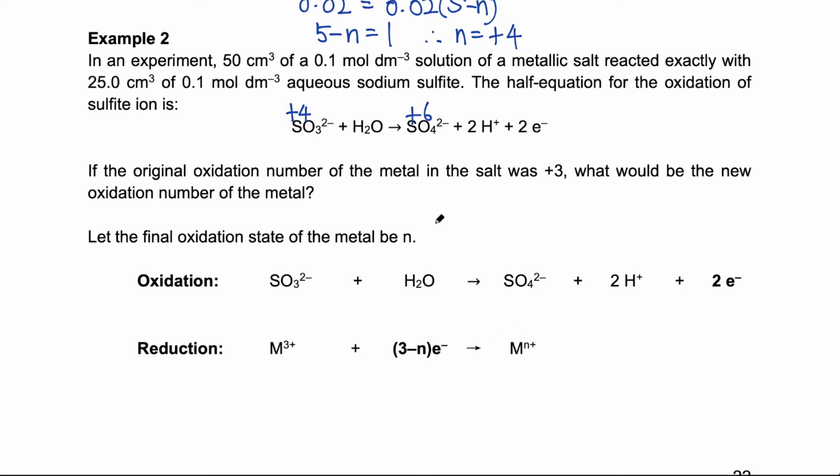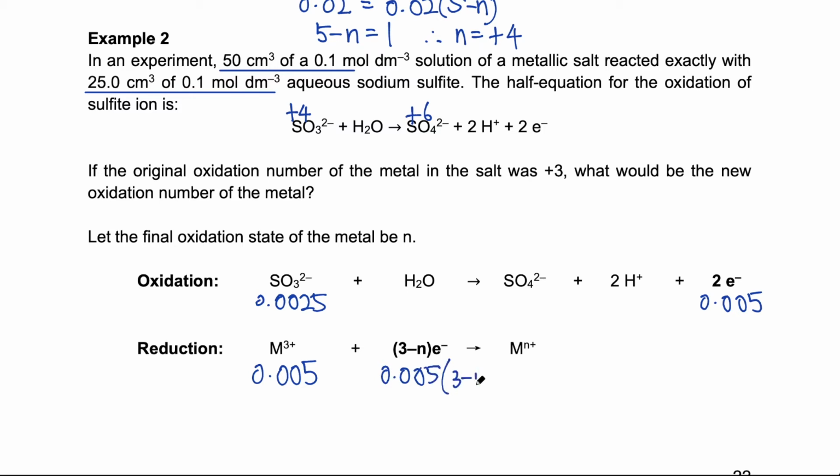Let us calculate number of moles now. 50 cm³ of 0.1 mol per dm³, 0.005. And then using the one over here, we have 0.0025 moles. Work out our mole ratio, 1:2. That means this side is 0.005 and this side is 0.005 times 3 minus n.